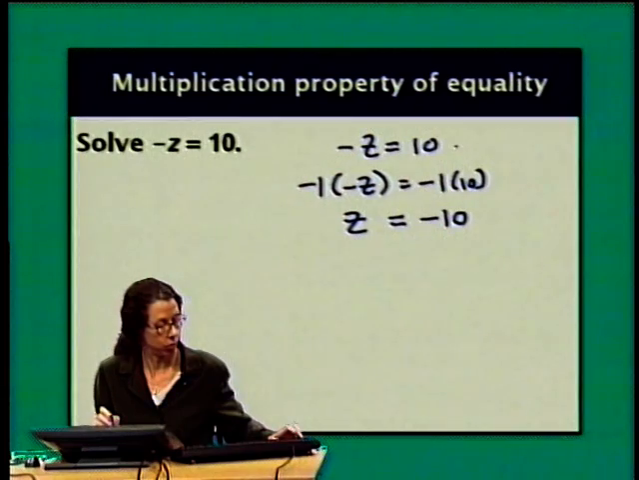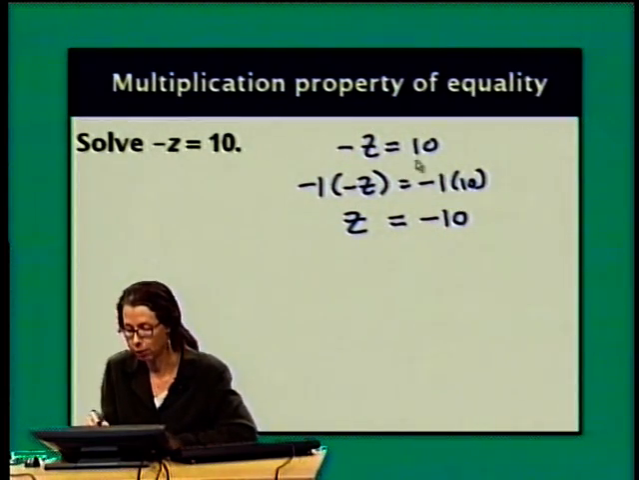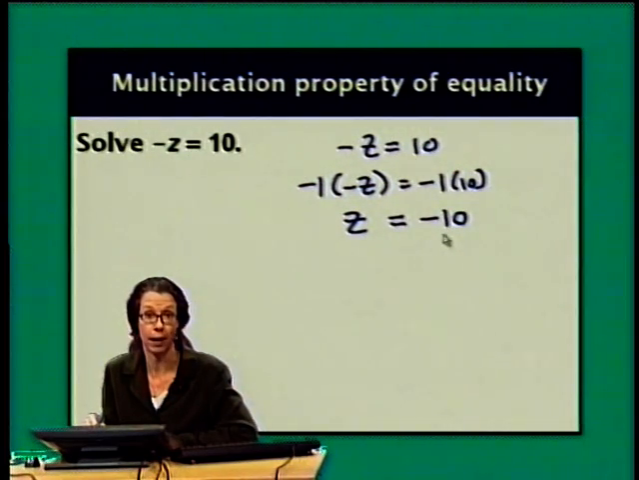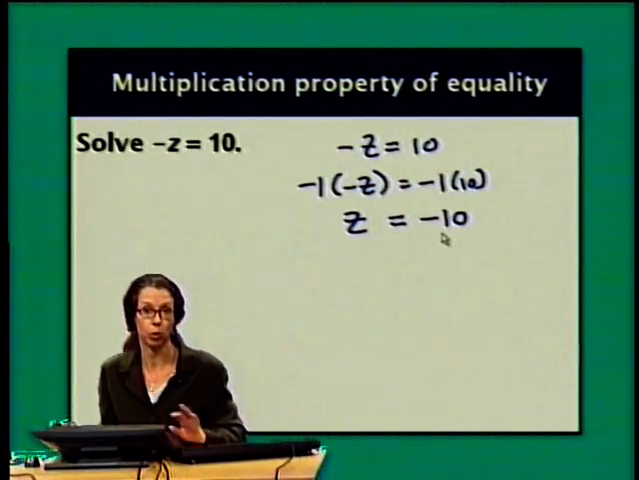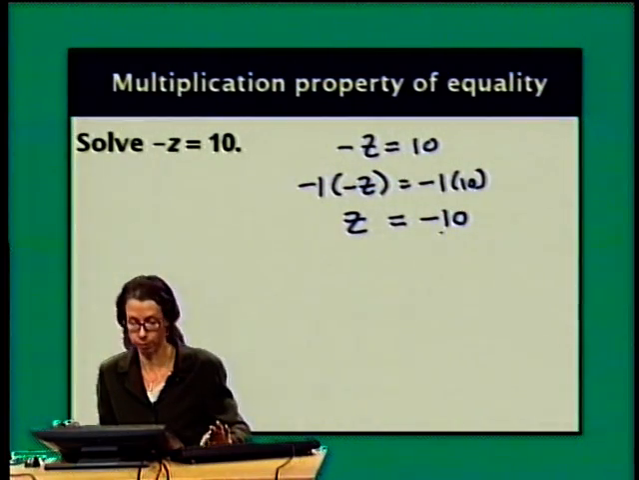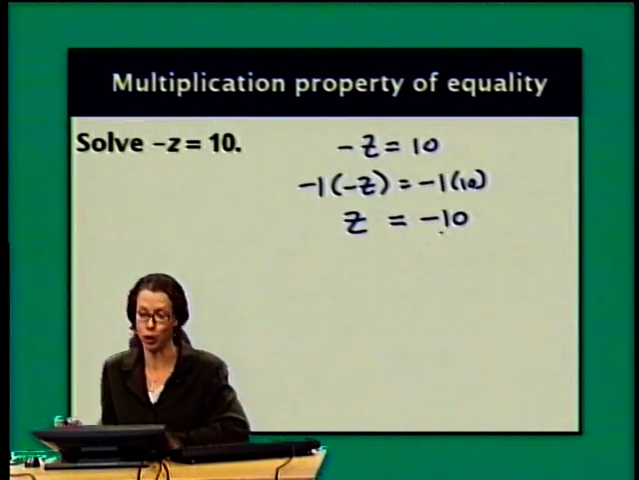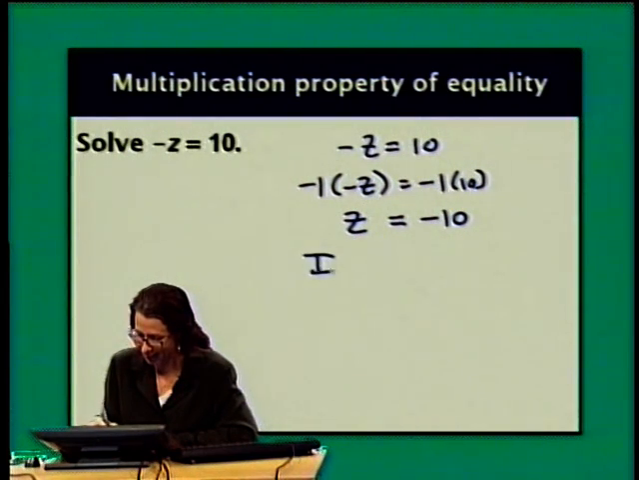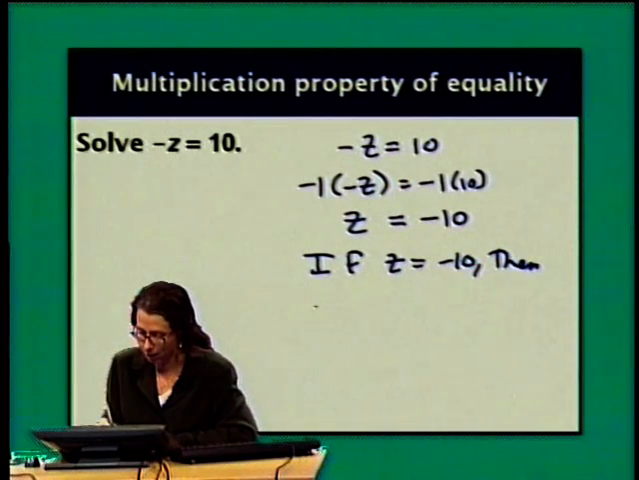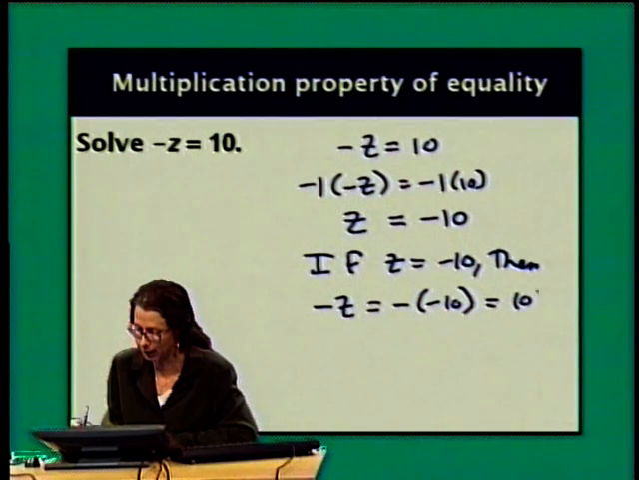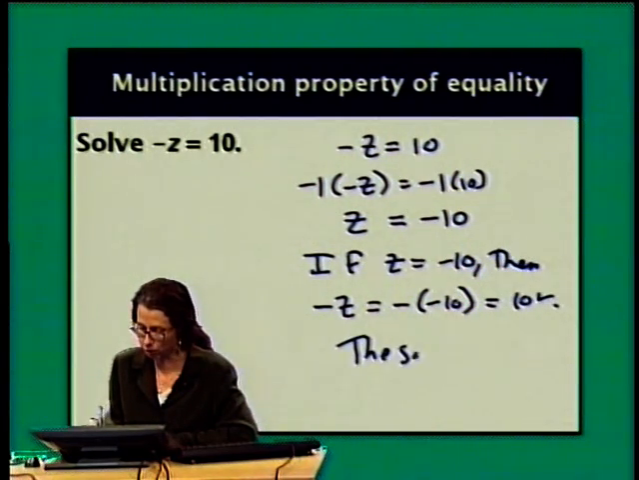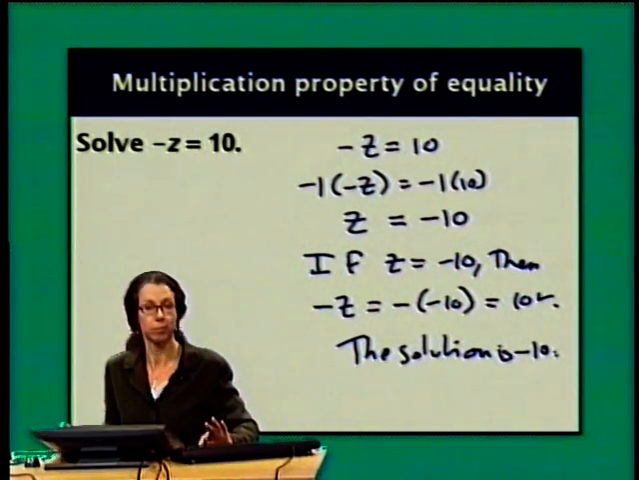When I multiply both sides of the equation by -1, the negative sign on the left shows up on the right. That was the basic effect of multiplying both sides by -1. I didn't check my solution. Let me do that. If z equals -10, then the opposite of z equals the opposite of -10, which is indeed 10. So the solution is -10.